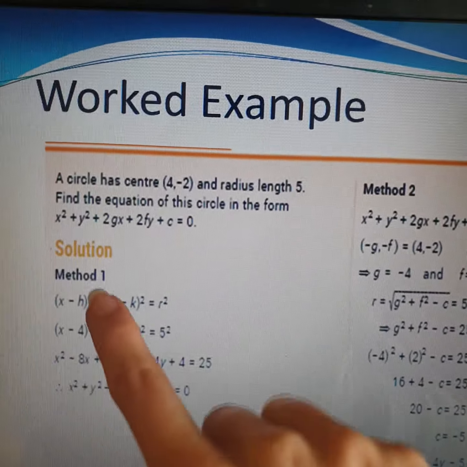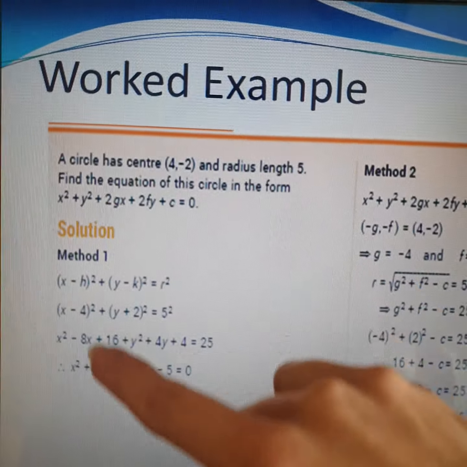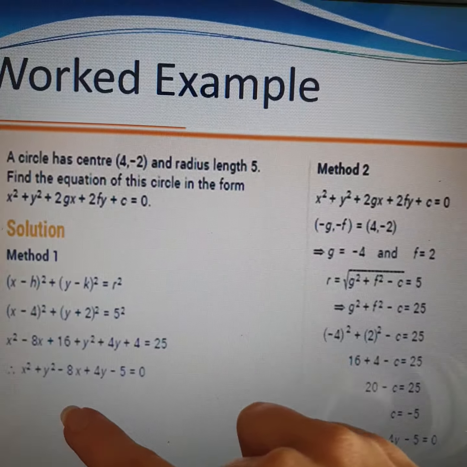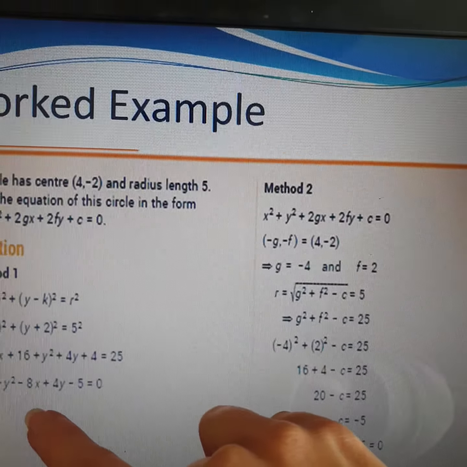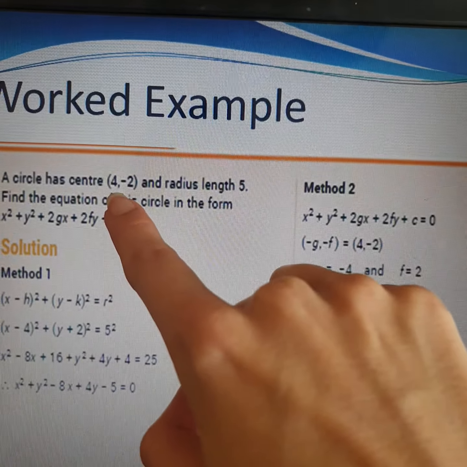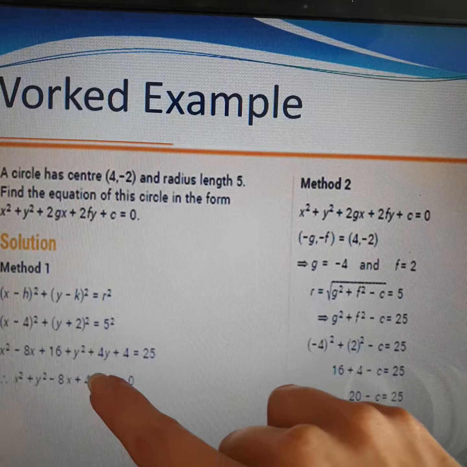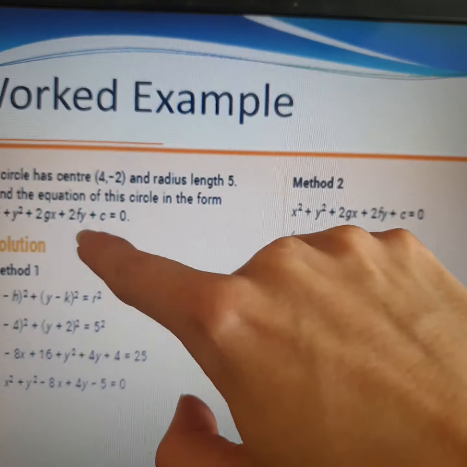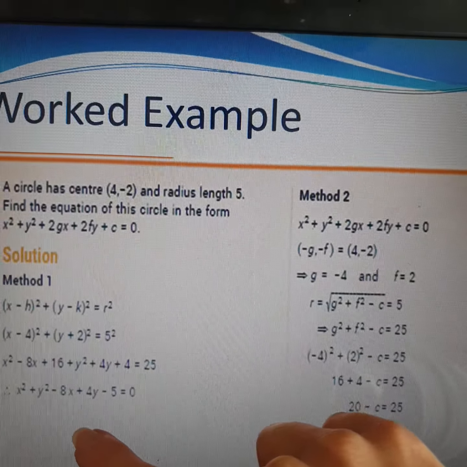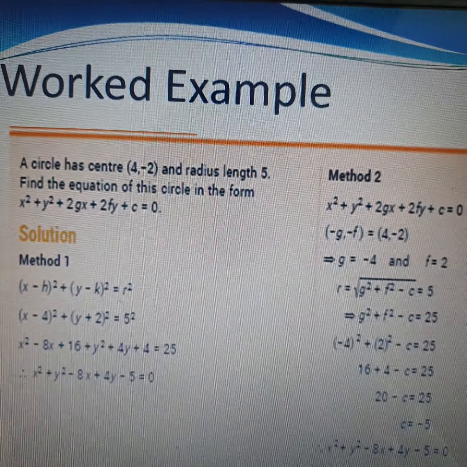And you could even check your answer, because let's compare here. If we said 2g was equal to minus 8, we'd have g is equal to minus 4, wouldn't we? And we said the centre is minus g, so that'd be 4. Yeah, that's correct. And here we're comparing. If we said 2f is equal to 4, so f then is equal to 2, so minus f is equal to minus 2, and that would be correct.